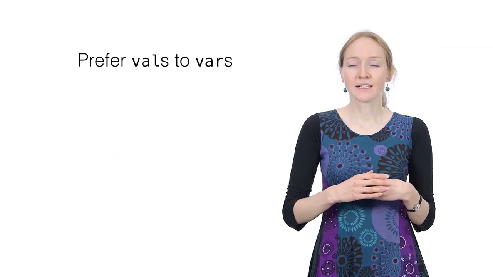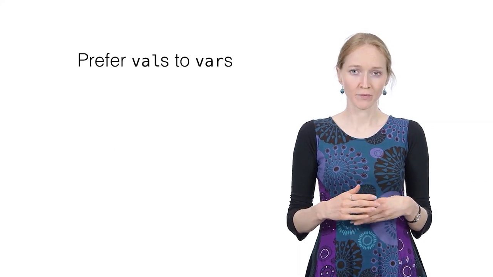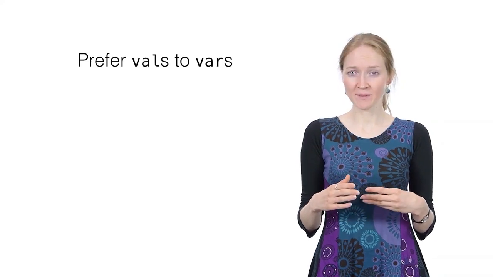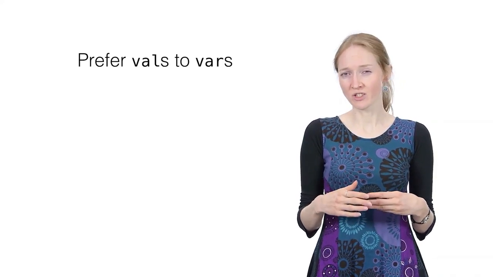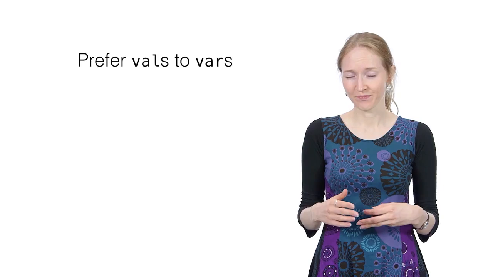By default, strive to declare all your new variables with val keyword, not var. Using immutable references, immutable objects, and functions without side effects makes your code closer to the functional style, which is easier to understand and support in the end.